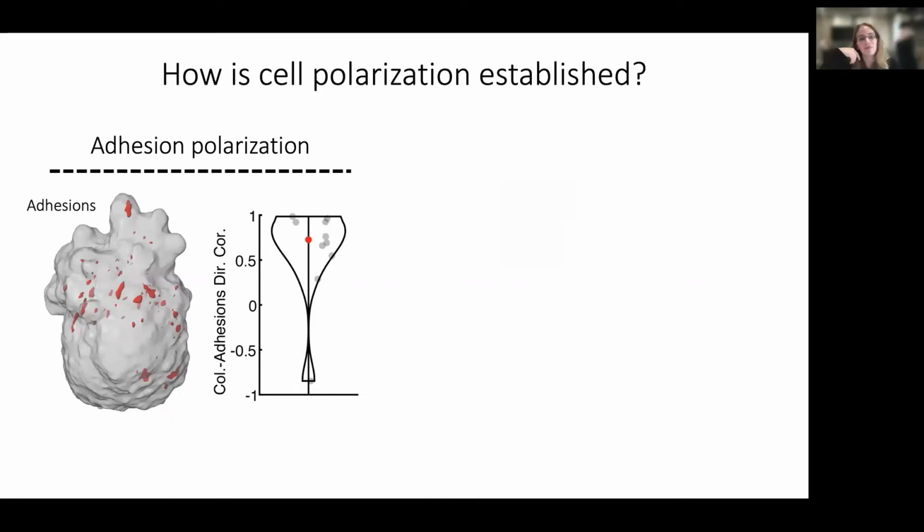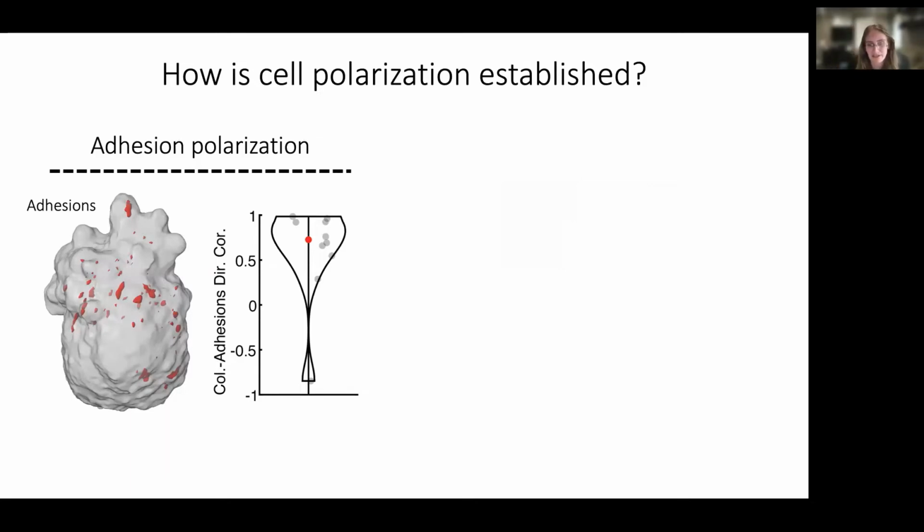The next question we asked is, in order for cells to migrate, they need to establish a polarization. They need to establish where their front is compared to their back, which sounds a little silly, but it's not so trivial for a cell to remember where it is going.